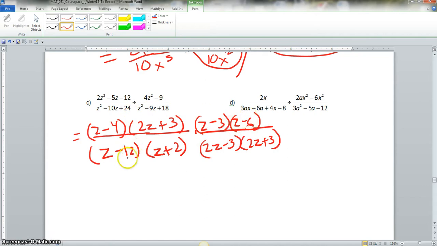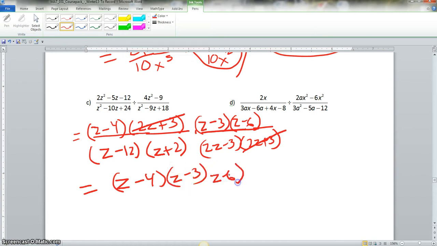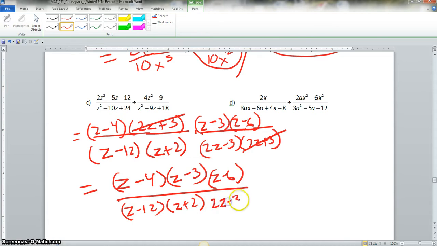Now we simplify out. Now we have 2z plus 3. If we could simplify out here, it doesn't look like we have anything else in common. So our final answer would be z minus 4, z minus 3, z minus 6, all over z minus 12, z plus 2, and 2z minus 3. So this is our final answer here.